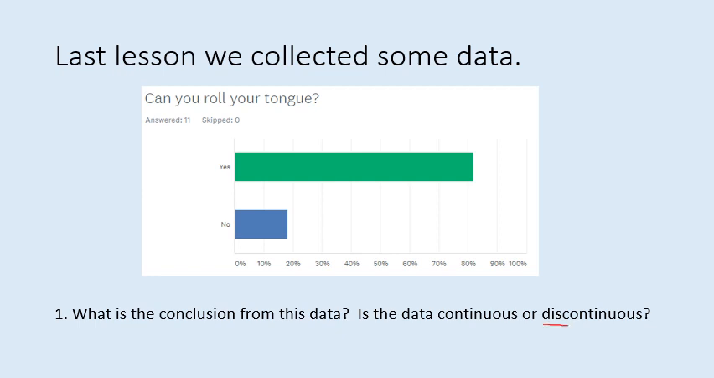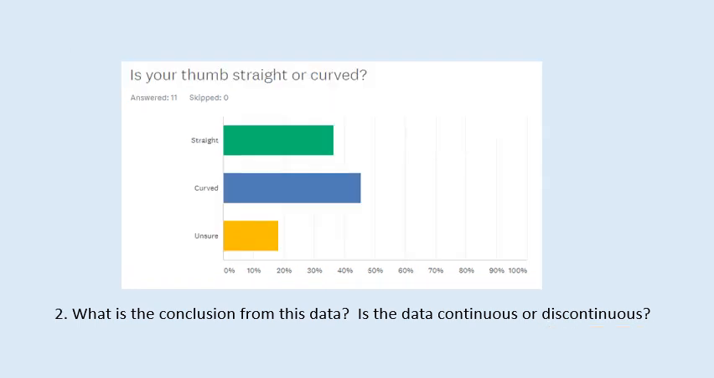Okay, so the answer to this one is that this is discontinuous data, because you either can roll your tongue or you can't, and there's nowhere in between. Okay, so is your thumb straight or curved? These are the results from our survey. Do you think that's continuous or discontinuous? Okay, there's definite groups there, so that's another example of discontinuous variation. A few of you are unsure, but if we had all been in class, we would have been able to distinguish those people who had very curved thumbs from those people who had very straight thumbs.